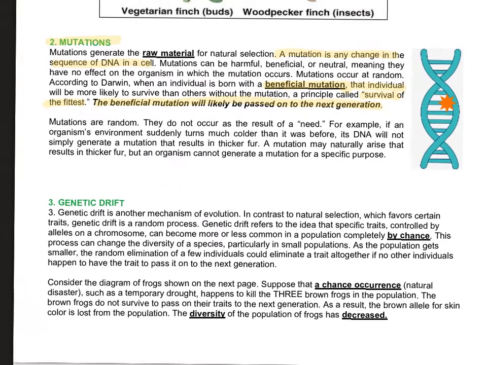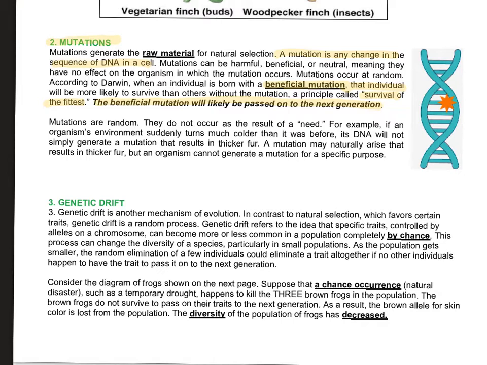Okay, mutations are random. They do not result from a need. For example, if an organism suddenly turns much colder than it was before, its DNA will not simply generate a new mutation resulting in thicker fur. A mutation may naturally arise that results in thicker fur, but an organism cannot generate a mutation for a specific purpose. So you can't just wake up one day and have a mutation for fur if it's really cold. It's not going to happen.